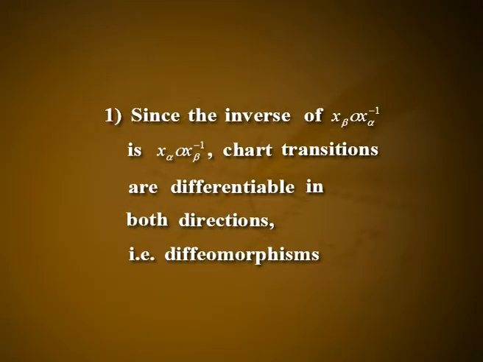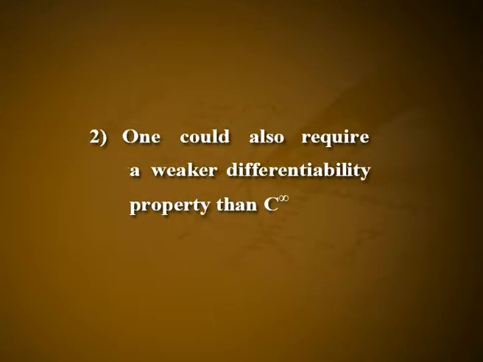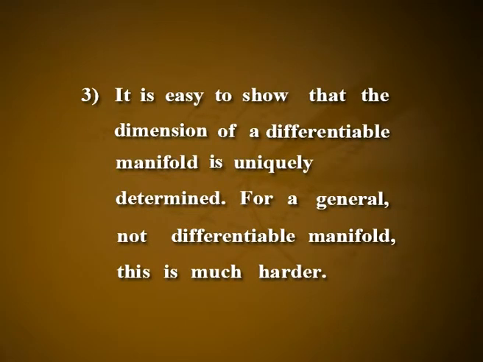Note 1. Since the inverse of x beta composite x alpha inverse is x alpha composite x beta inverse, chart transitions are differentiable in both directions, that is, diffeomorphisms. Second, one could also require a weaker differentiability property than C infinity. Third, it is easy to show that the dimension of a differentiable manifold is uniquely determined. For a general, not differentiable manifold, that is much harder.